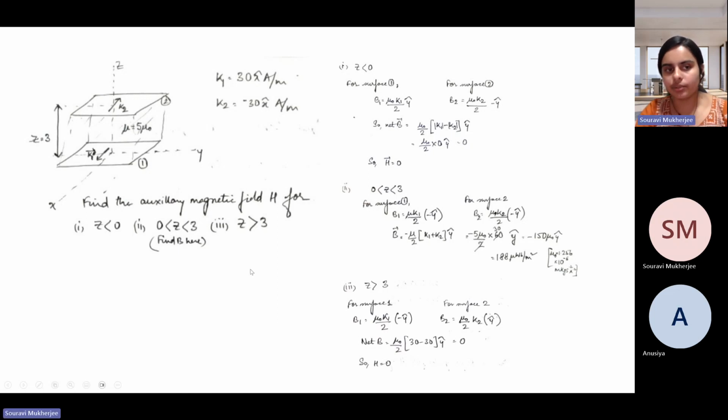So what is this telling you? In this question, you had K1 and K2 equal and opposite to each other. And you see that the net magnetic field remains inside, and outside they cancel each other and become 0.